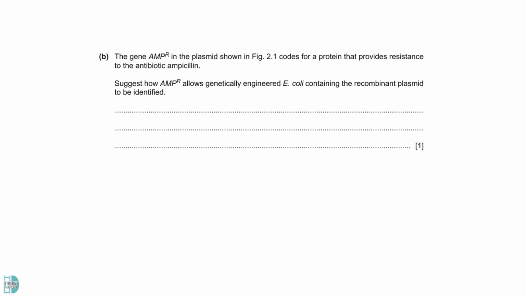B. Suggest how AmpR allows genetically engineered E. coli containing the recombinant plasmid to be identified. Antibiotic resistance genes are frequently used for the screening of transformed host cells. The scientists can expose the cells to ampicillin. The E. coli that have taken up the plasmid will survive since they have the resistance gene.